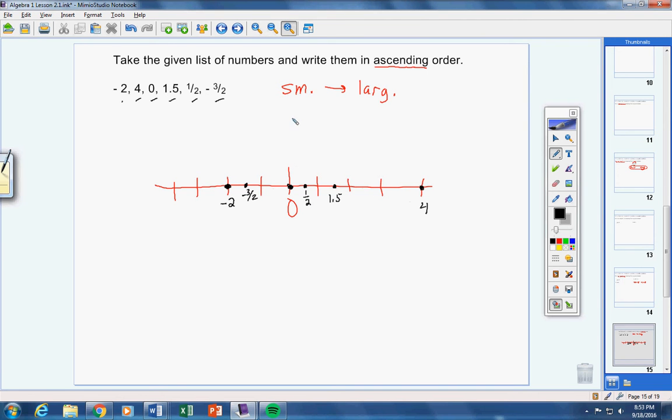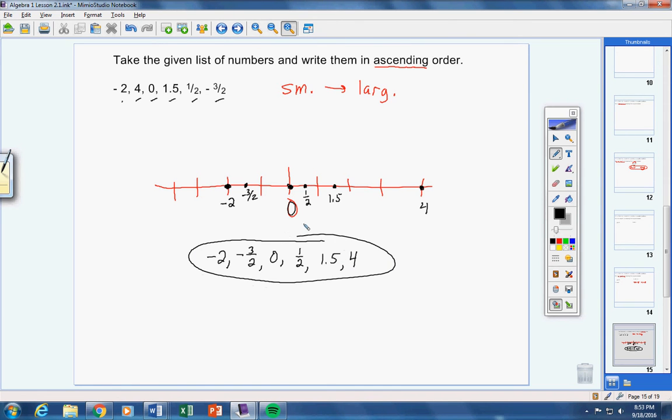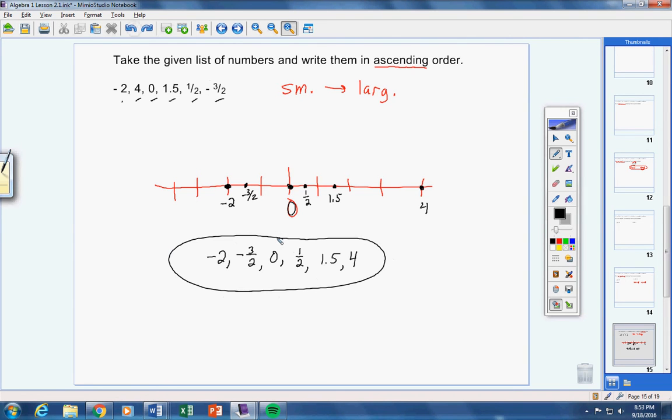So I'm going to list these from smallest to largest. So negative 2 would come first. Negative 3/2 would come second. 0 would come next. 1/2 would come next. 1.5 would come next. And then 4. Now I know a lot of you are good with numbers and you can do this in your head, and that's fine. But using a number line really does help. Okay? It really does. It eliminates little mistakes.